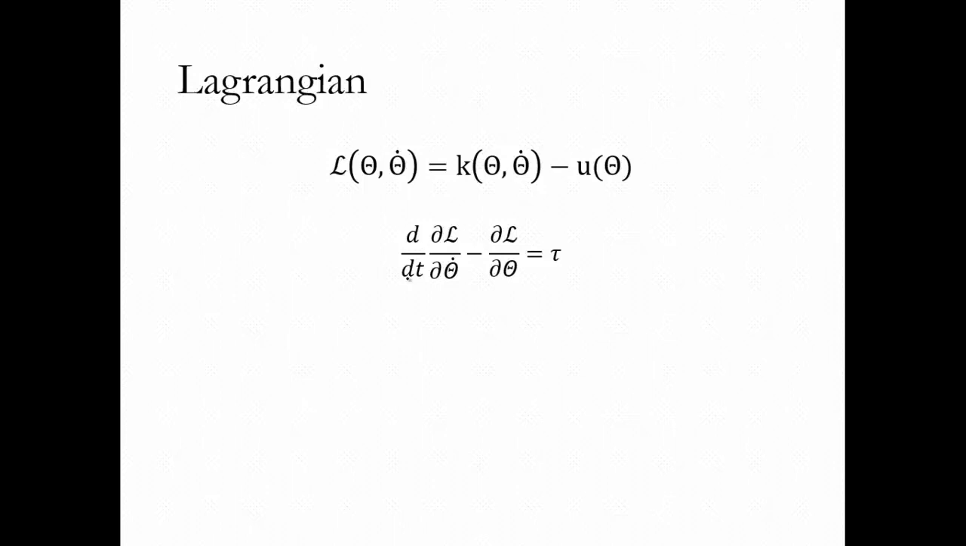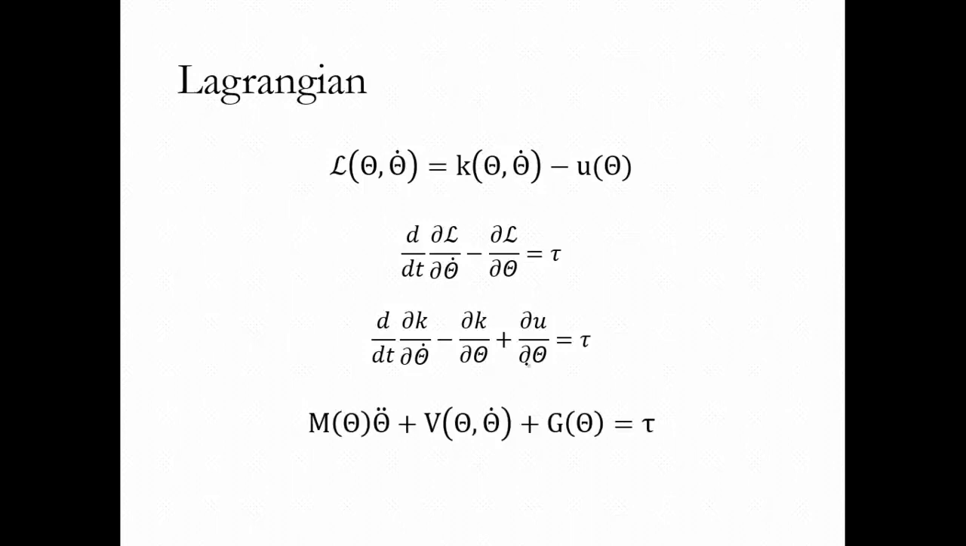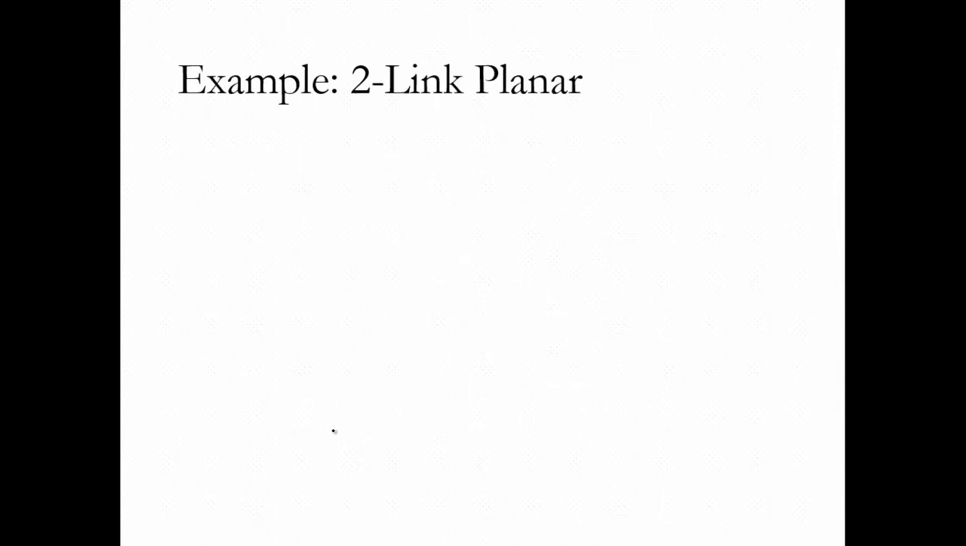The rate of change of the partial derivative of the Lagrangian with respect to theta dot, minus the partial derivative of the Lagrangian with respect to theta, gives us the torque associated with the manipulator. So we can put L equal to K minus U and do some manipulation here. We'll get something like this, and after doing all these calculations, this will lead us to something like this, which is the dynamic equation of the robot.